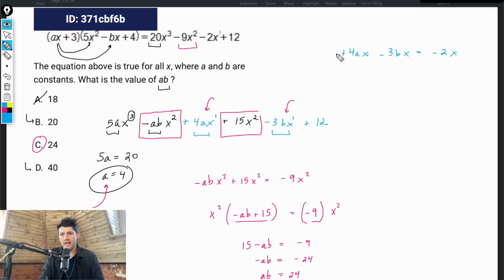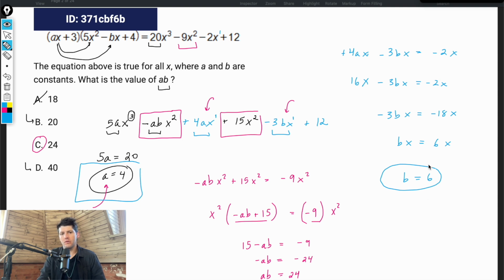Now, having learned that a is 4 from right at the beginning of our work, I can say 4ax is 16x, right? 4 times 4 minus 3bx equals negative 2x. Subtract 16x. Negative 3bx equals negative 18x. bx is equal to, after dividing by negative 3, 6x. And dividing by x, b is equal to 6. Now you've seen me figure out a and b separately. And of course, then you could multiply to get 24, right? But I didn't actually have to do that.